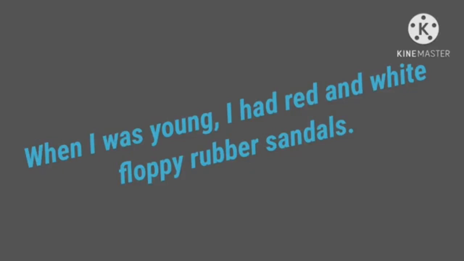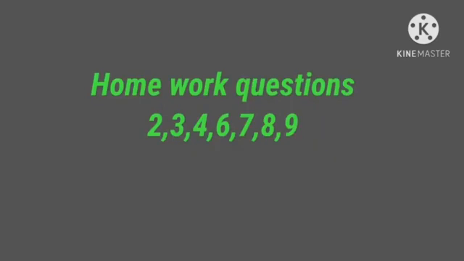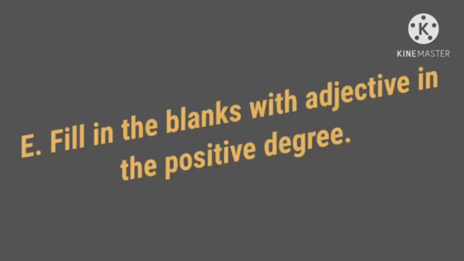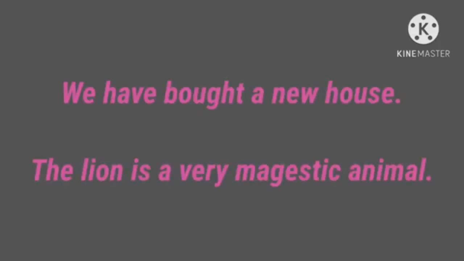For E, F and G, I'm going to give suggested answers only. You can write your own answers also. For E, fill in the blanks with adjectives in the positive degree. First one, we have bought a new house. You can write big or beautiful on your own. The lion is a very majestic animal.